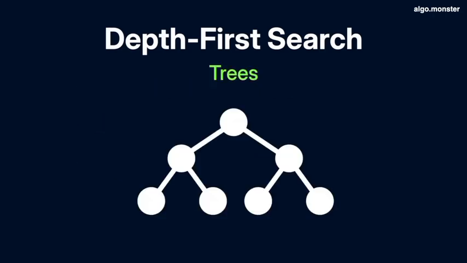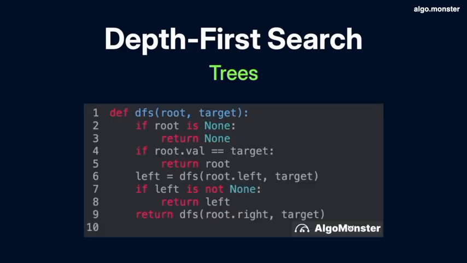Trees are acyclic by definition. They branch downward, and you can't loop back. That makes them a perfect fit for DFS. Here's the clean recursive DFS template for a tree.